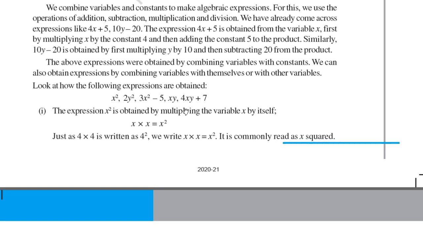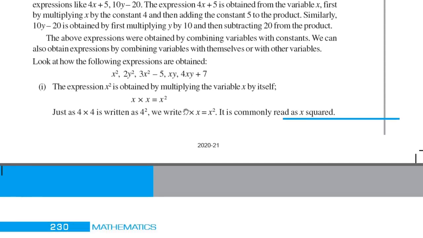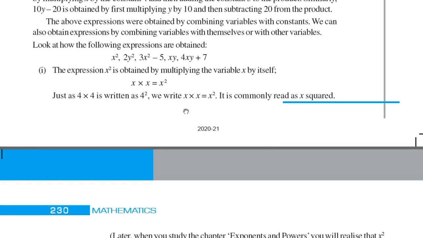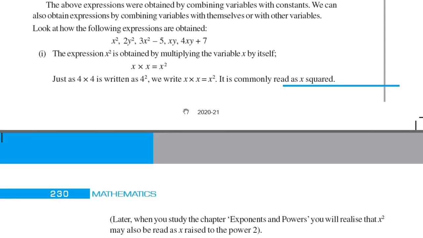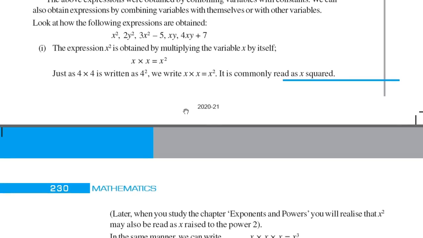The above expressions were obtained by combining variables with constants. We can also obtain expressions by combining variables with themselves or with other variables. Look at how the following expressions are obtained: x square, 2y square, 3x square minus 5, xy, 4xy plus 7. The expression x square is obtained by multiplying the variable x by itself. So when we multiply x by itself, it becomes x square, just as 4 into 4 is equal to 4 square. So we write x into x is equal to x square. It is commonly read as x squared.